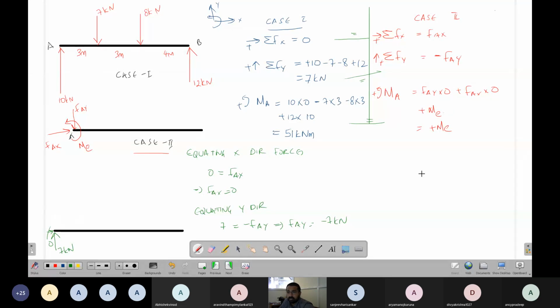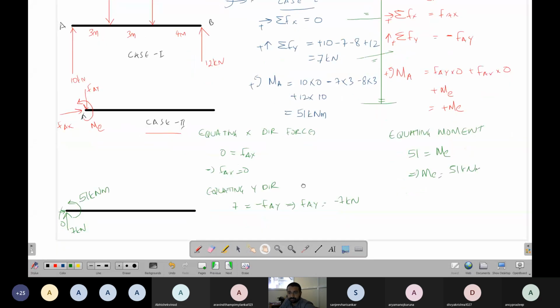Now what do we have? Equating moments. 51 equals M. So this implies M equals 51 kilonewton meter. This is the plus direction, so the moment will be in this direction. It is 51 kilonewton meter. Now this is the equivalent system.